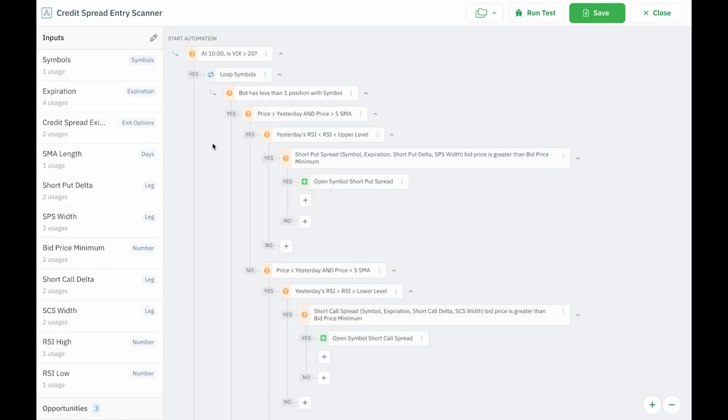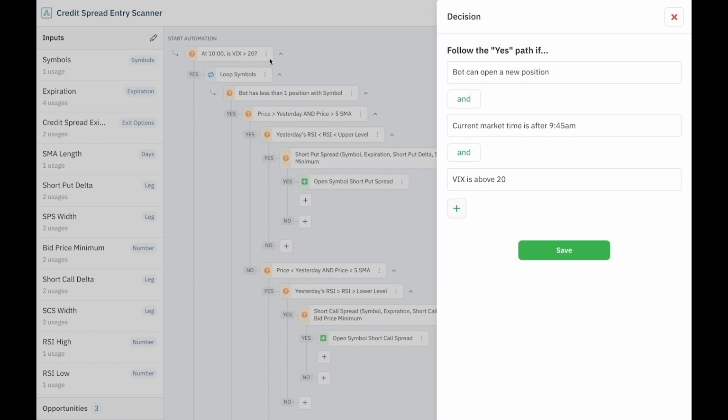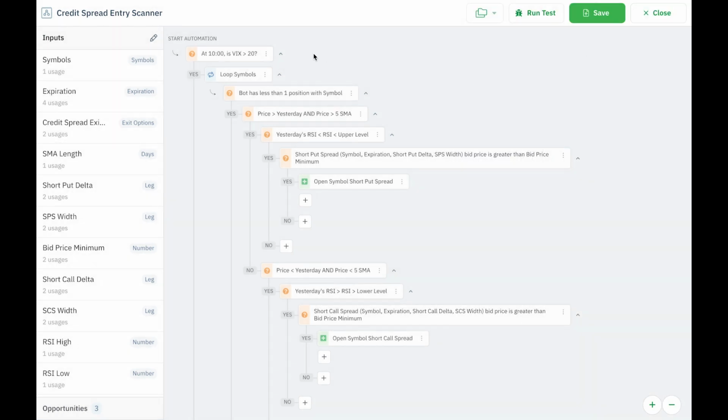Okay, so if we look at the credit spread entry scanner, you can see there are a few changes that I've made, and I'm not exactly sure if these are going to work, so I don't want to push this out as a template yet. Basically, I want to make sure that the VIX is high enough for me to enter a credit spread. So I'm going to have this decision right here that the VIX is above 20. And right now it's not. I think it's in the 13 to 15 range. So I have another plan of what I'd like to do if it is below 20, and I'll introduce that after running the bot for a week.